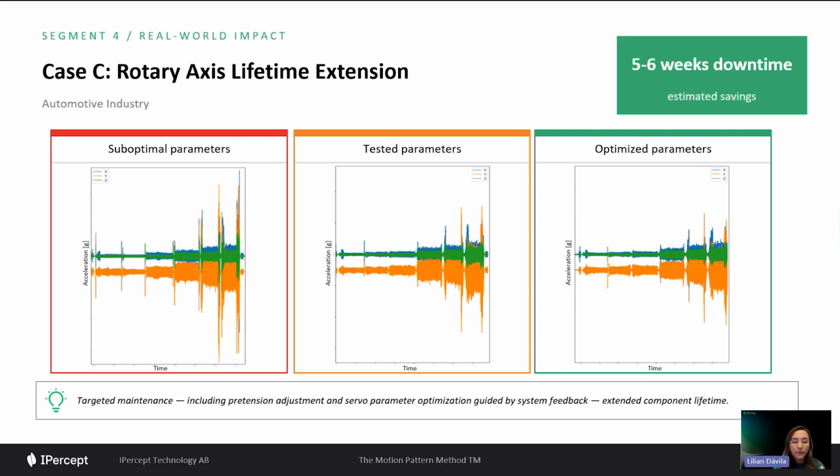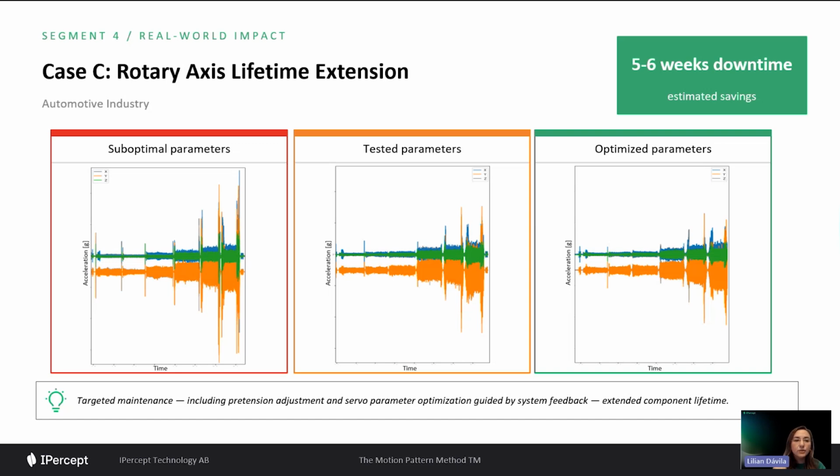However, it then started to degrade, and the customer didn't want to let it degrade further without doing something about it. The caveat here is that the replacement for the bearing had a very long lead time, so the customer needed to act. What the system enabled was a targeted maintenance intervention, pre-tension adjustment of the bearing, and servo parameter optimization, which was guided by the system feedback.